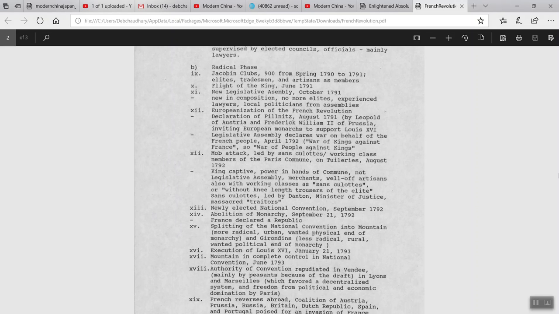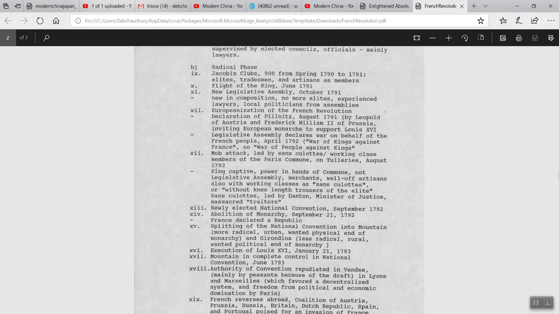Radicals wanted the king to be deposed. Members of the National Assembly, fearful of popular forces in Paris calling for, I guess, a republic, which would be too drastic, chose to ignore the king's flight and pretended he'd been kidnapped. In this unsettled situation, the Legislative Assembly met for the last time in October 1791.